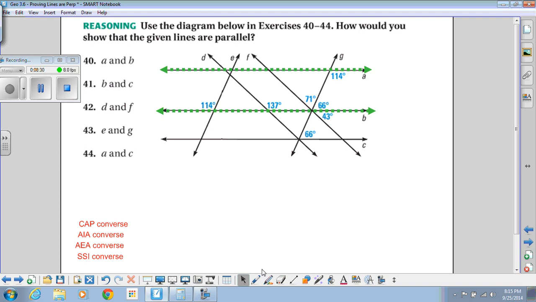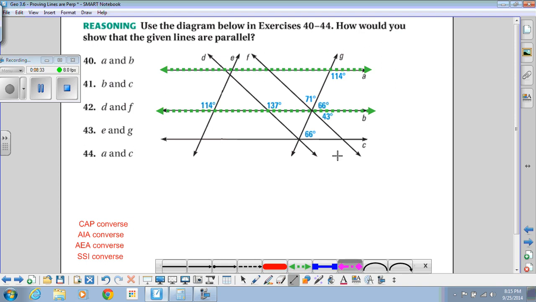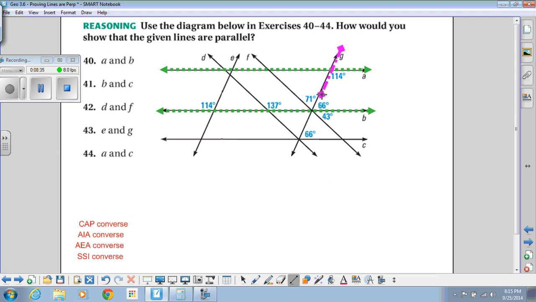So remember that when we pick a transversal, we want to pick angles that touch both the transversal and the parallel lines. Notice that in this diagram, I have 114 that touches both that pink and green line. And then I also have angle 66 that touches both that pink and green line. If we look at just that piece, I can see that 66 and 114 are going to be same side interior or consecutive interior.